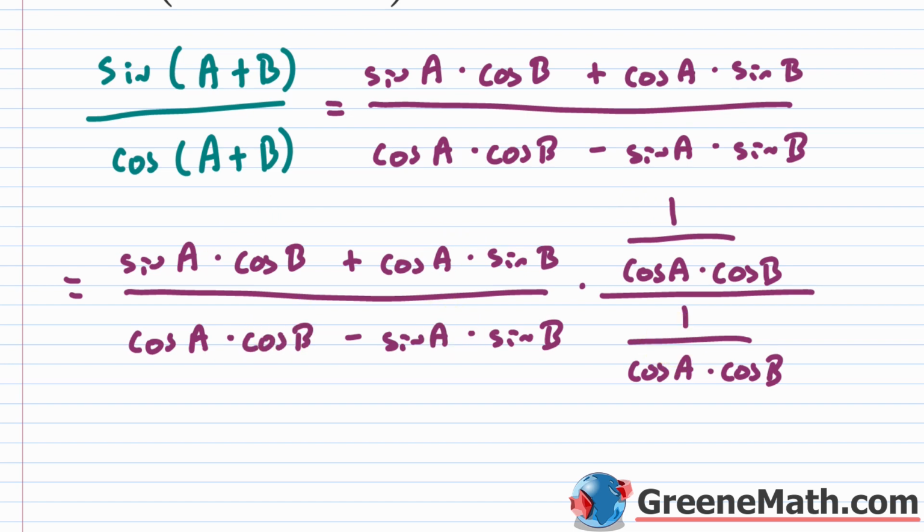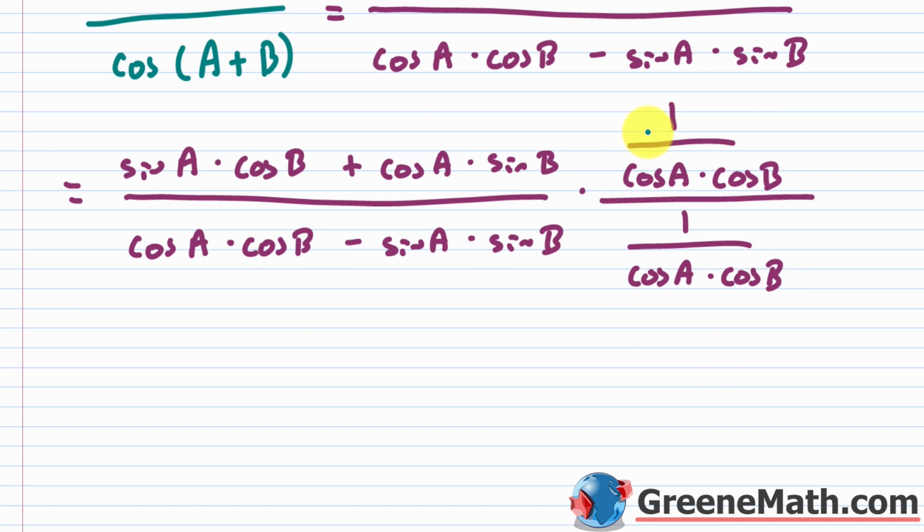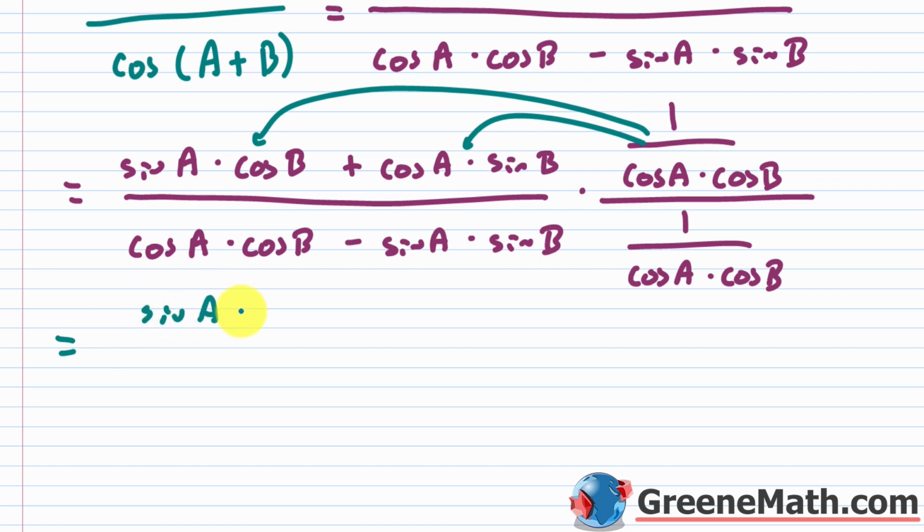So let's come down here and see what that looks like. So this is going to go here and here. So let me write this as the sine of A times the cosine of B over this denominator here, which would be the cosine of A times the cosine of B.